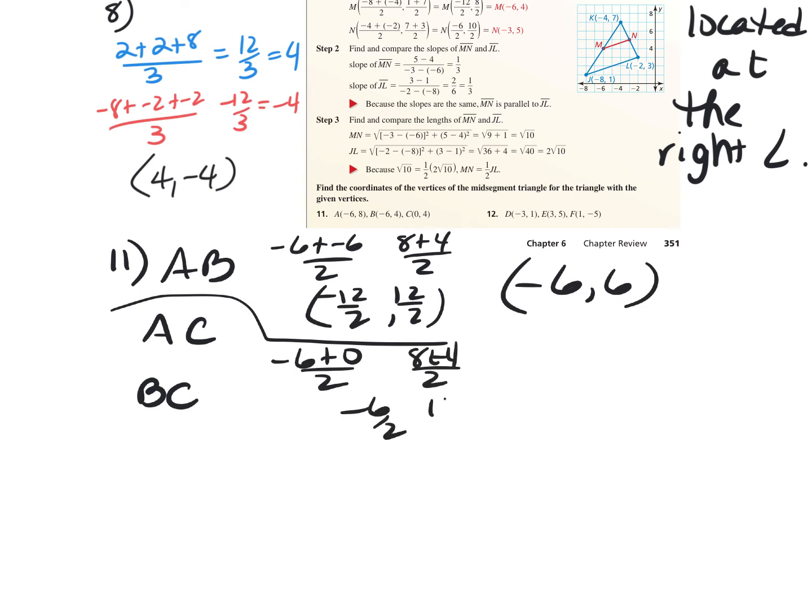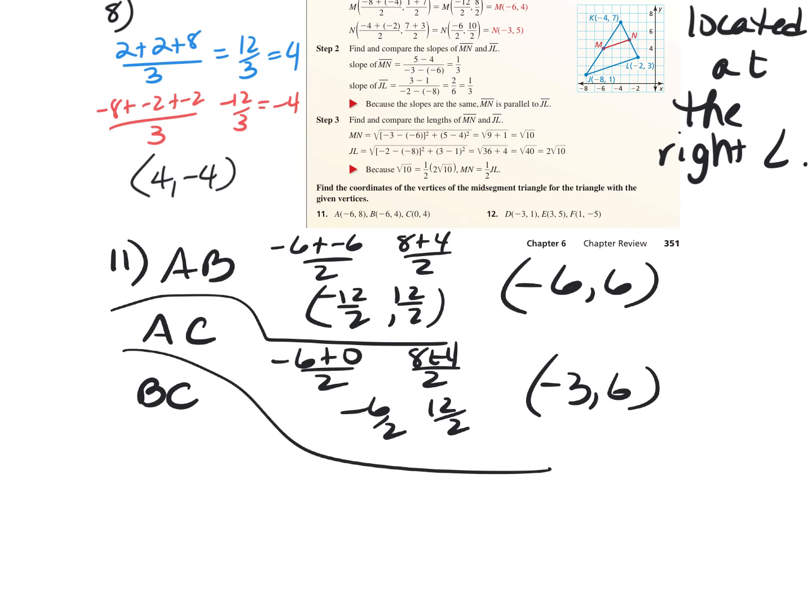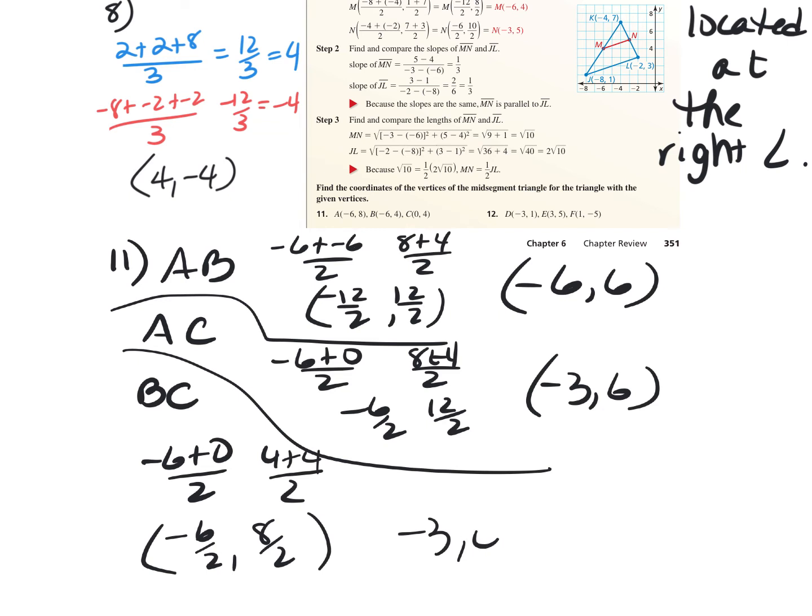-6 over 2, 12 over 2, -3, 6 is my next vertex. All right, and then the last midpoint we need to find is BC. So again, I'm going to add -6 plus 0 divided by 2, 4 plus 4 divided by 2, -6 over 2, 8 over 2, -3, 4.